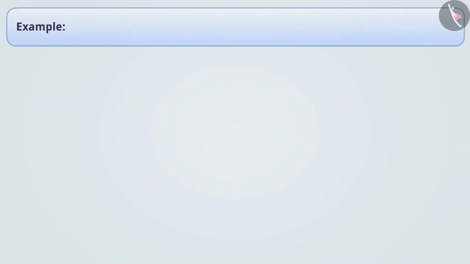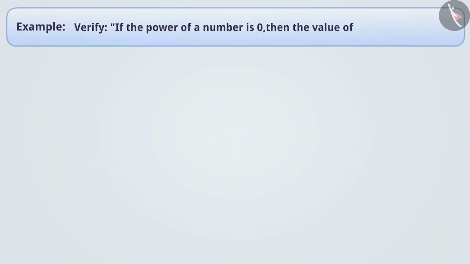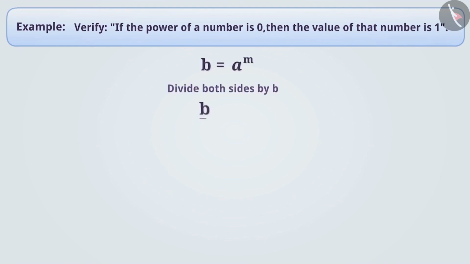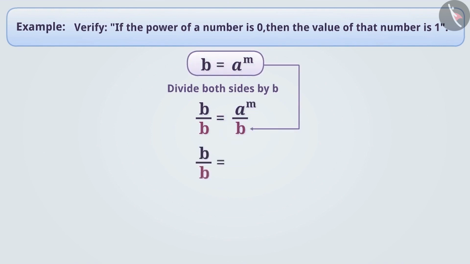Next example. Verify the statement, if the power of a number is 0, then the value of that number is 1. Let's verify it. Suppose b is equal to a to the power of m. Let's divide both sides by b. So, b by b is equal to a to the power of m divided by b. On the right side, we can write the value of b as a to the power of m. Hence, b by b is equal to a to the power of m by a to the power of m.